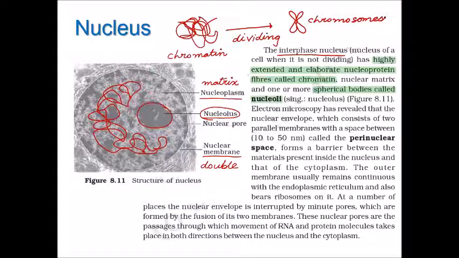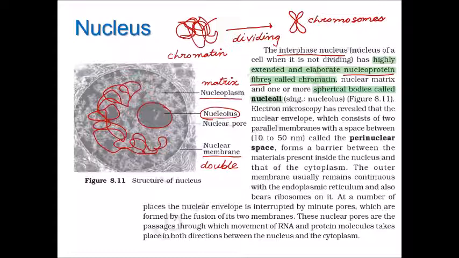Chromatin is nothing but a complex of nucleoprotein fibers. Nucleoprotein fibers means it contains both nucleic acid and proteins. That is the meaning of the word nucleoprotein, a combination of nucleic acid and protein.